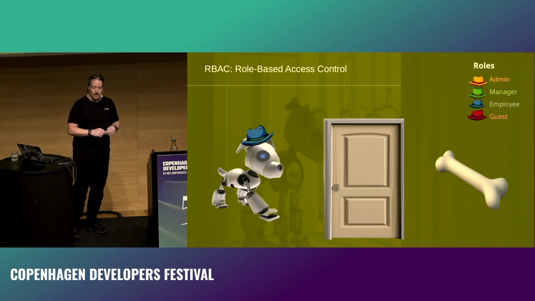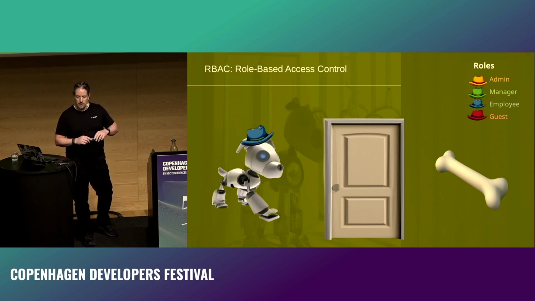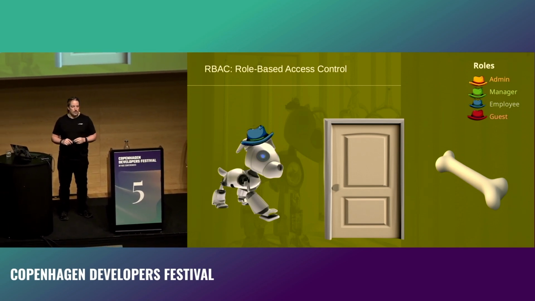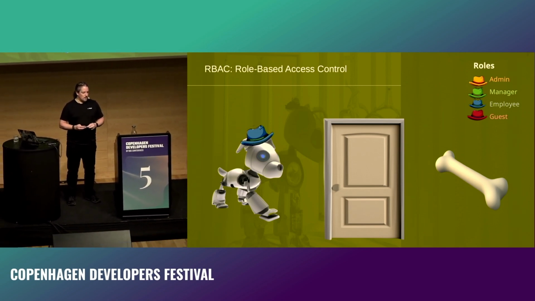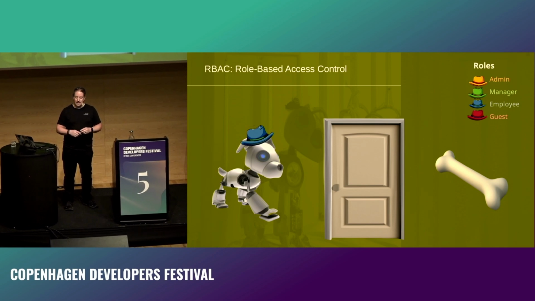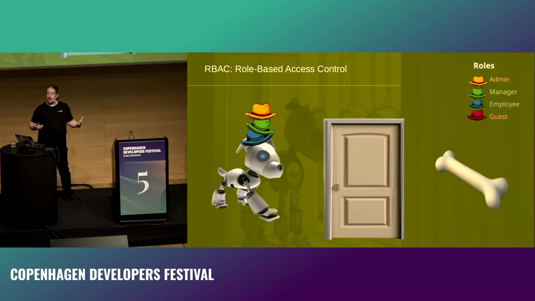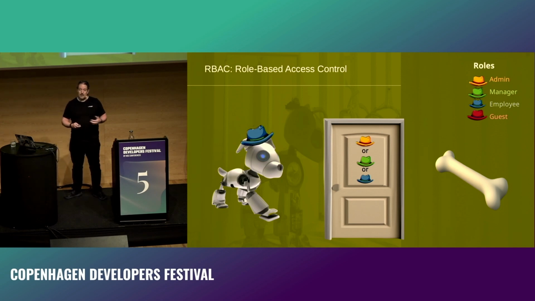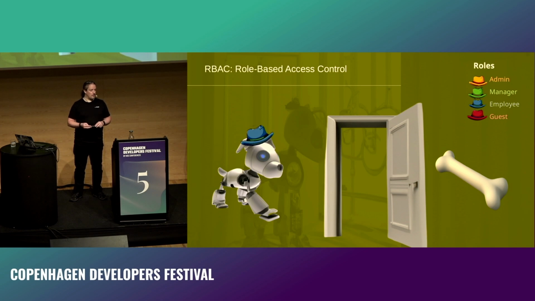So in this case, this is Shadow. This is actually my dog. Shadow is an employee, so he's not quite risen to manager level yet. He's working on it. As an employee, he will be able to access anything that employees can. Now, you can have multiple hats, but I don't trust him yet, so we're just going to leave him as an employee for now. And basically, if you apply a rule saying, well, only admins, managers, and employees can access this, then the door will open, and Shadow gets his bone.